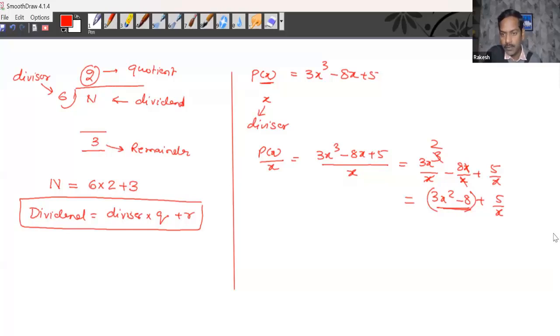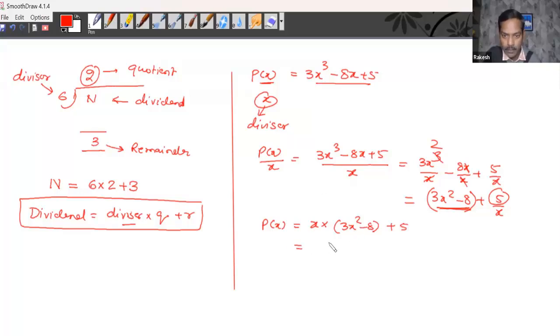This becomes the quotient and 5 becomes the remainder, right? Now, if I write in this particular format, do I get this or not? Let's see. So we should get P of x when the divisor, here the divisor is x. It is multiplied with the quotient. The quotient is 3x squared minus 8, plus the remainder. What is the remainder here? 5. Let us see, do we get this or not?